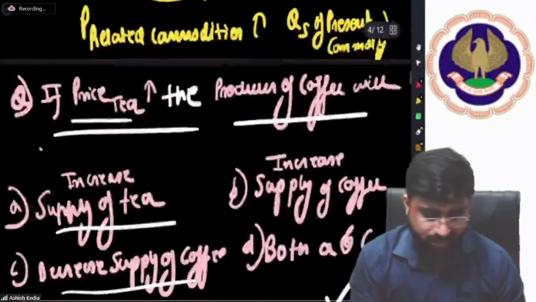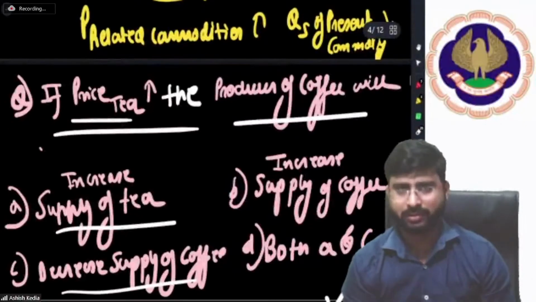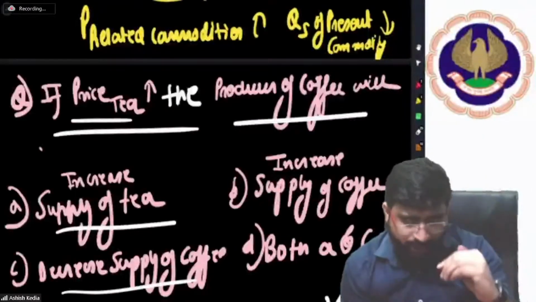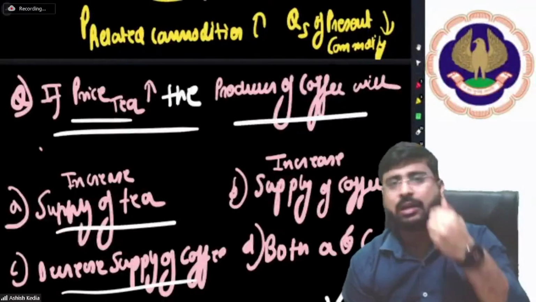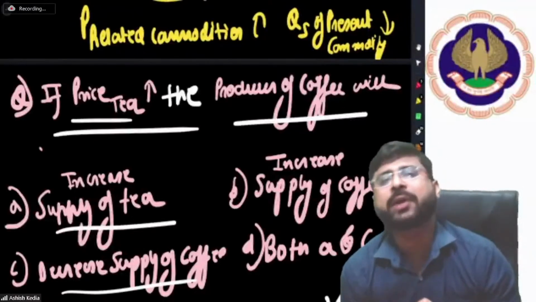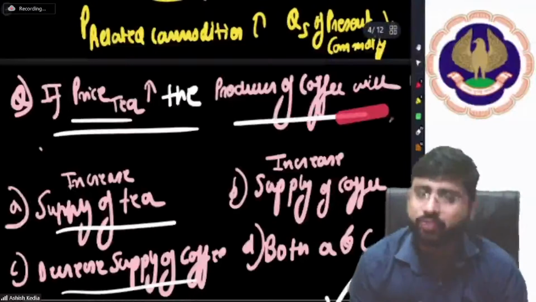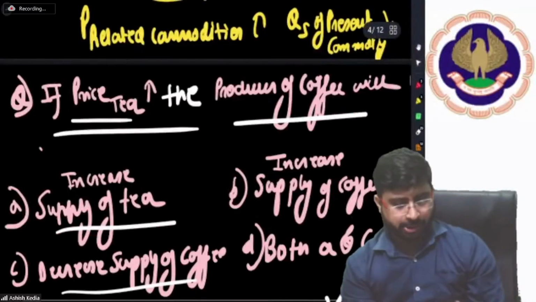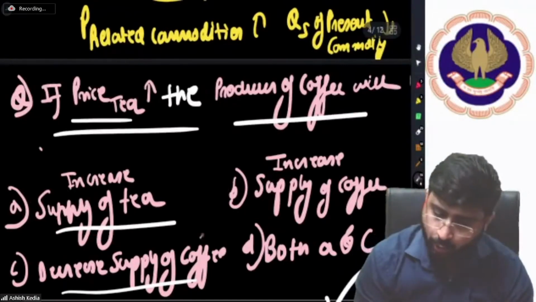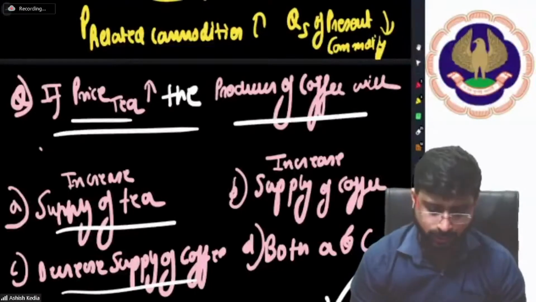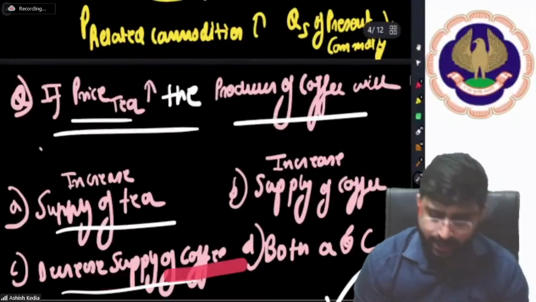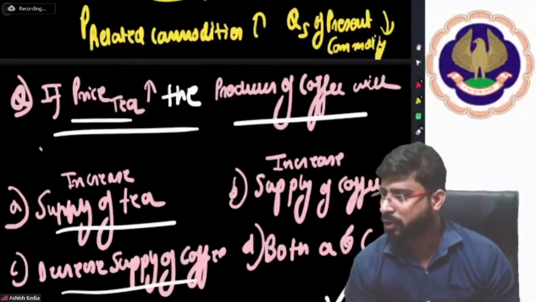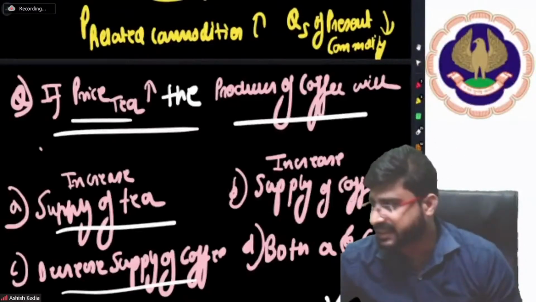If price of tea rises, what will the producer of coffee do? The producer of coffee will, option A, increase supply of tea. Number two, increase supply of coffee. Number three, decrease supply of coffee. Or number four, both A and C. What do you think is the correct answer?